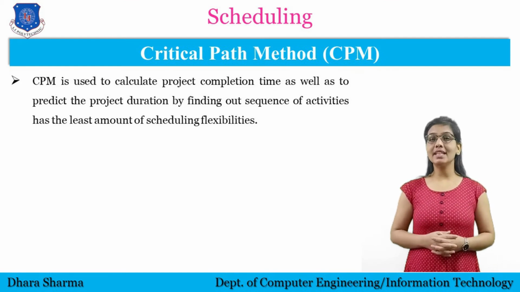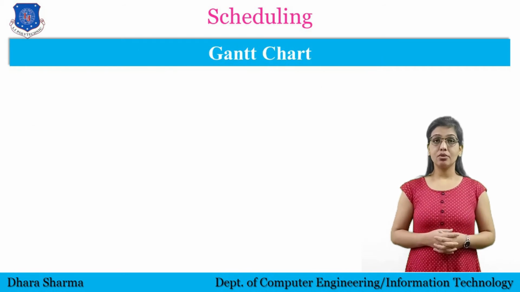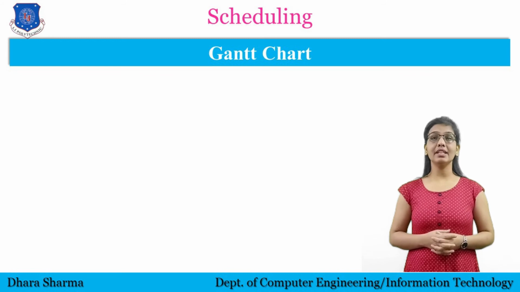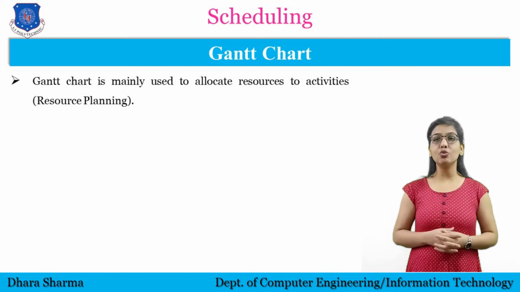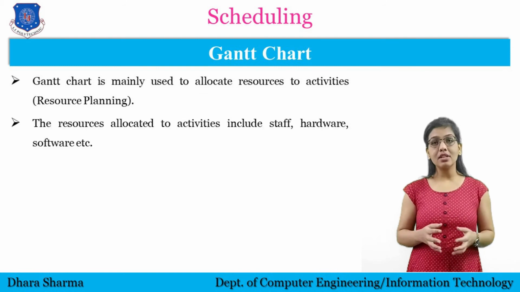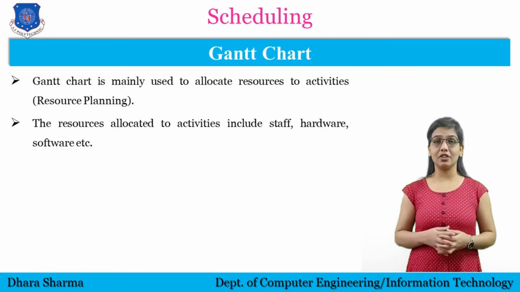Now moving towards the next method, which is about preparing a Gantt chart. It was proposed by Henry Gantt in 1914. It is also called a timeline chart. It is mainly used to allocate resources to activities, or in other terms, for resource planning. The resources allocated to activities include staff, hardware, software, etc.